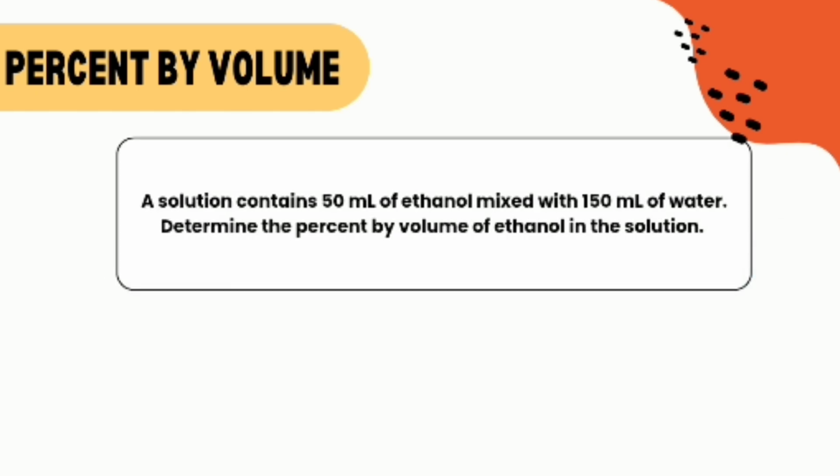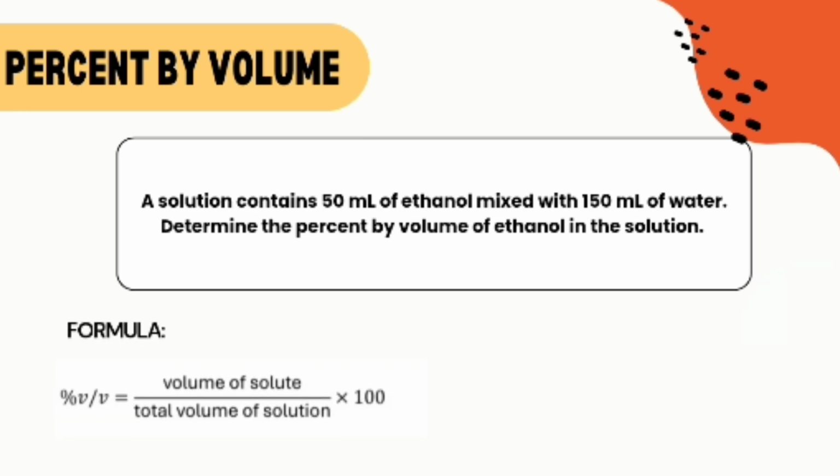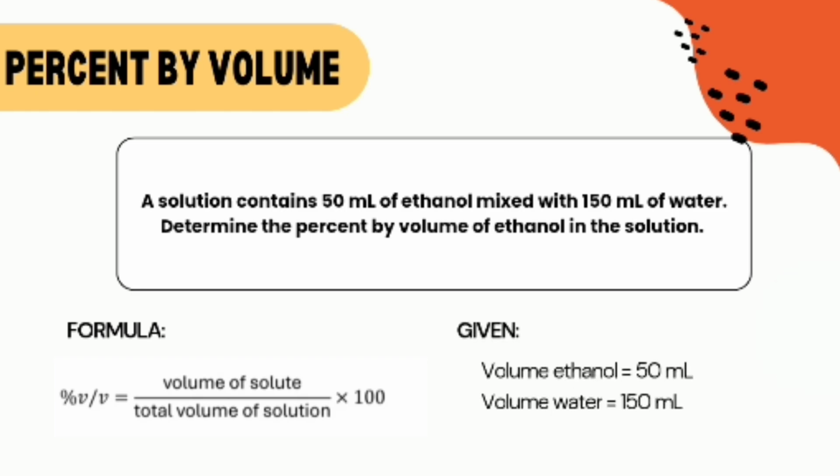Next, the problem that we're going to solve is percent by volume. For example, a solution contains 50 ml of ethanol mixed with 150 ml of water. Determine the percent by volume of ethanol in the solution. The formula that we're going to use is percent by volume equals volume of solute over total volume of solution times 100. The given are the volume of ethanol, which is 50 ml, and the volume of water, which is 150 ml.